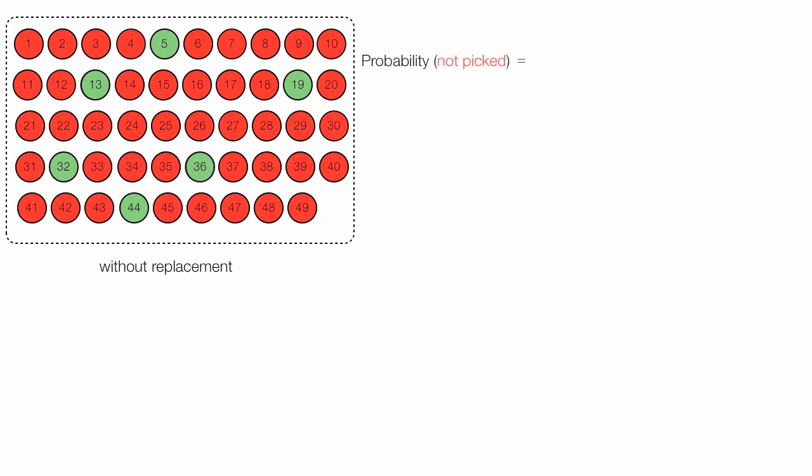So the probability of not picking a green number is the total red numbers, the total not picked, out of the total numbers, which is 43 out of 49 possible. There are six green numbers, or six numbers that you chose, and 43 plus 6 is 49 as well, so the probability of getting some number, red or green, is 100%.